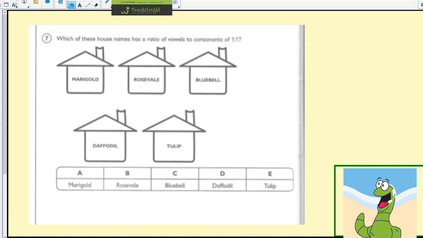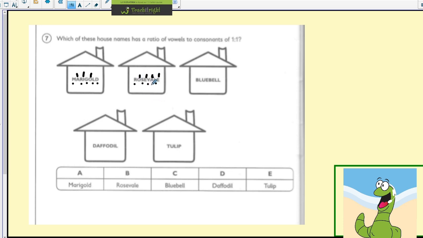Number 7. Which of these house names has a ratio of vowels to consonants of 1 to 1? For this, I'm definitely going to list out as we go through. The answer for this one, I believe, is Marigold, because if we look, there are 4 vowels, and M-A-R-G-O-L-D, 1, 2, 3, 4, 5, and so on. I can tell there's no match there.